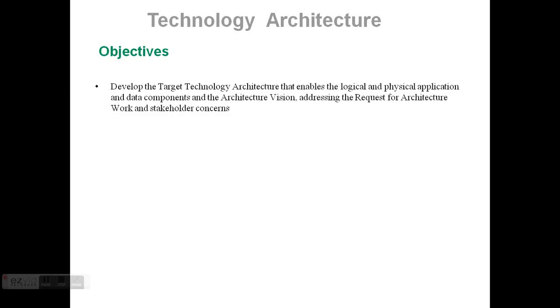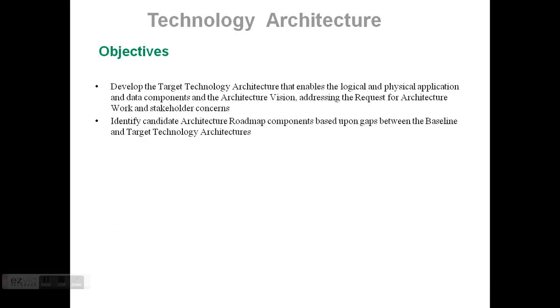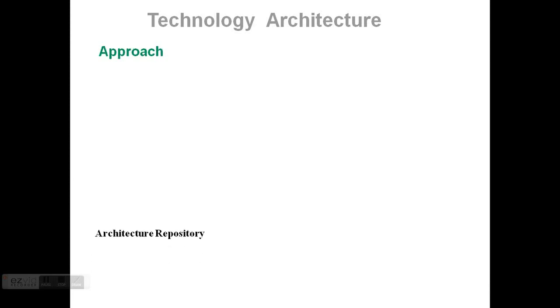The main objective is to develop a target technology architecture that enables the logical and physical applications and data components and the architecture vision to address the request for architectural work and stakeholder concerns. Additionally, we will be identifying candidate architectural roadmaps or roadmap components based on the gap between the baseline technology and the target technology architecture.